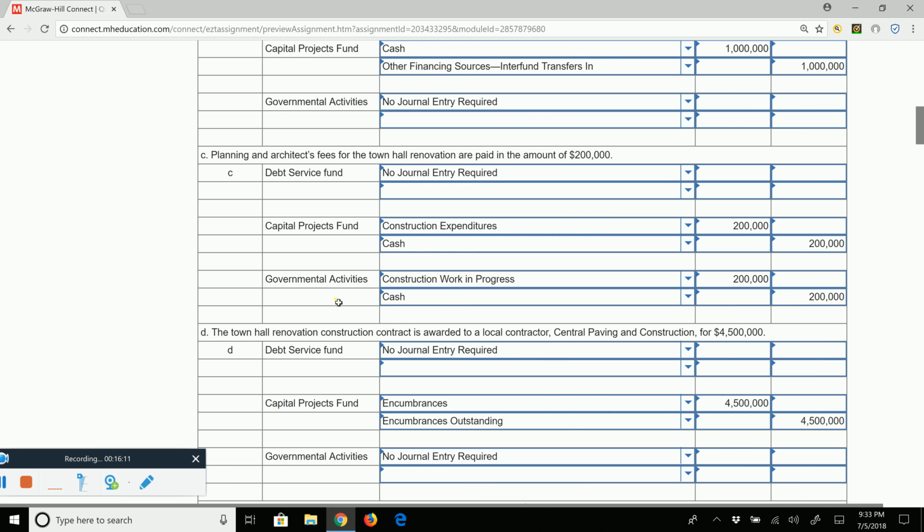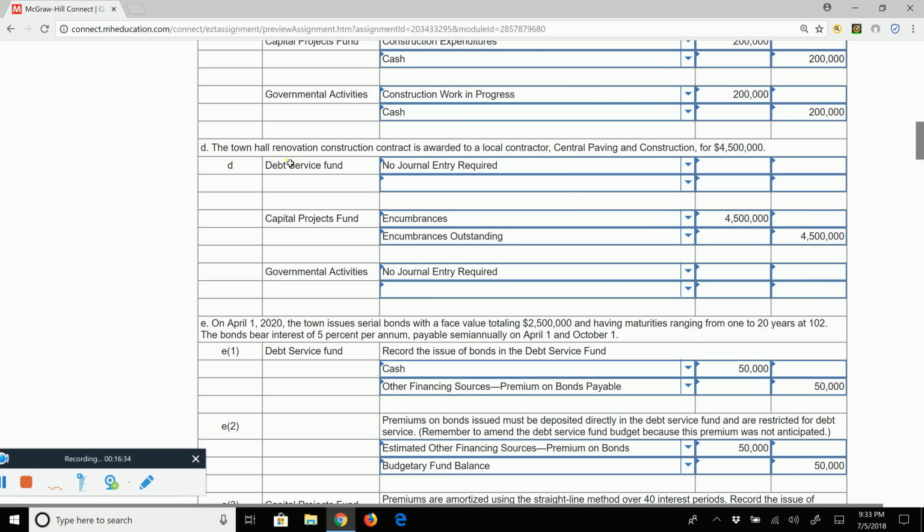All right, now our beginning expenses, our planning fees, our architect fees, $200,000. That is going to be an expenditure in the capital projects fund, debit the expenditure, credit cash. But in the government-wide, it's going to be capitalized as part of the asset, the WIP, credit cash. Nothing going on in the debt service fund.